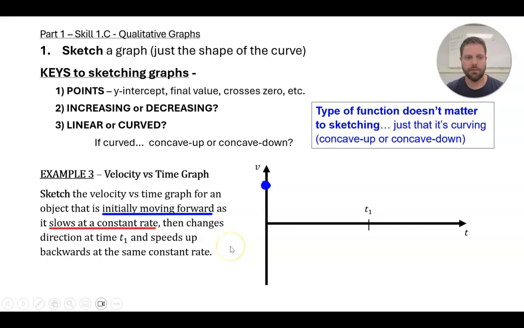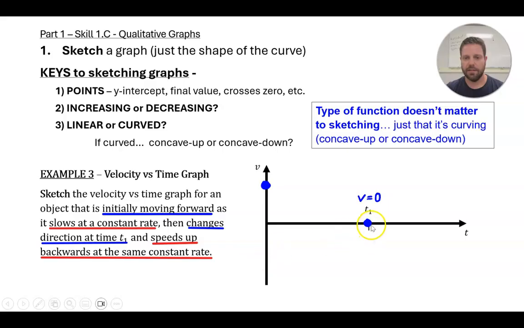And it says it's going to slow at a constant rate. And it says it's going to change direction at time t1. So at time t1, if it's going to be changing direction, it's going to have to be 0 speed, right? 0 velocity as it changes direction. If it's slowing at a constant rate, I know this has to be a linear decrease to connect these 2 points as opposed to curving.